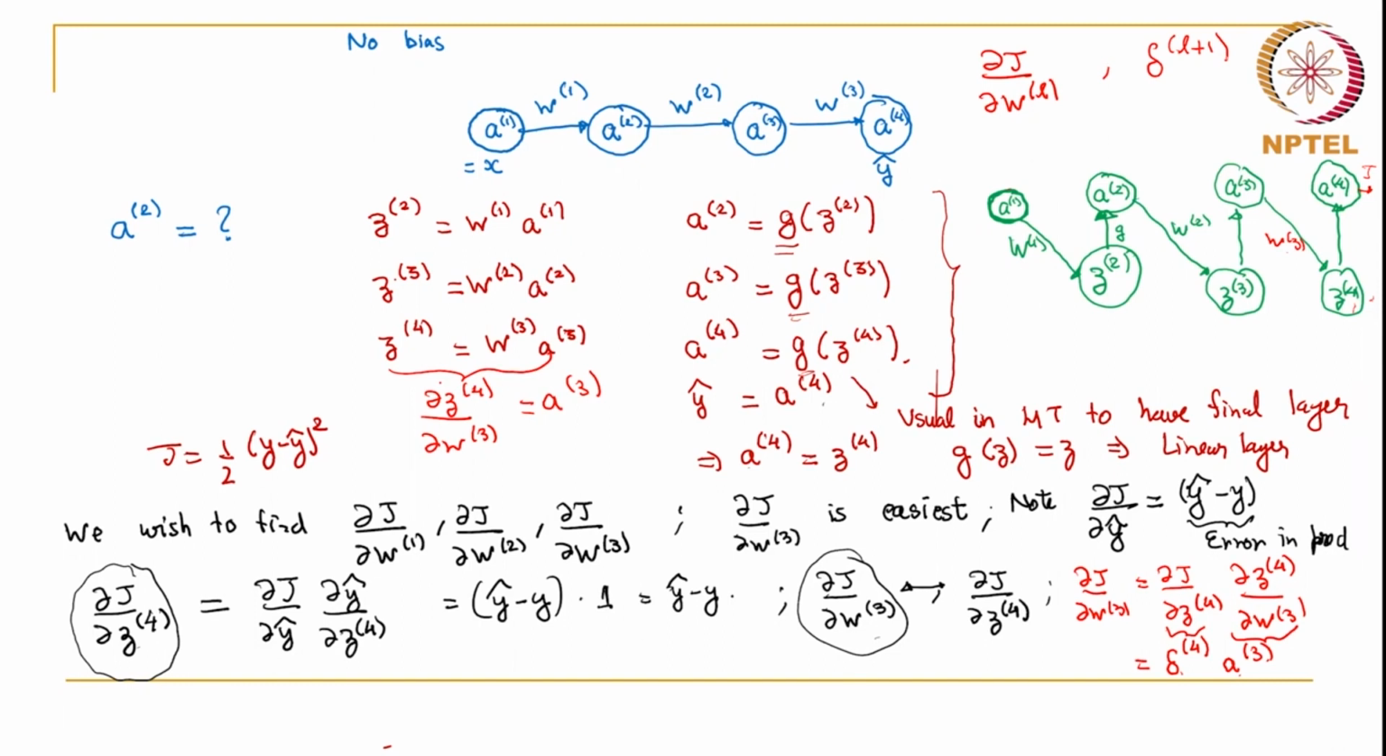Again, this is nothing but what we did before, only written in some intermediate terms. The major introduction is the introduction of this delta. Delta, remember, is del J del Z. That's what it means.